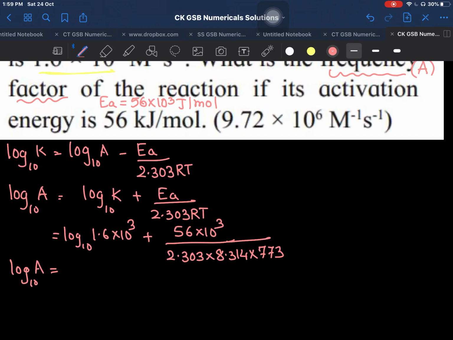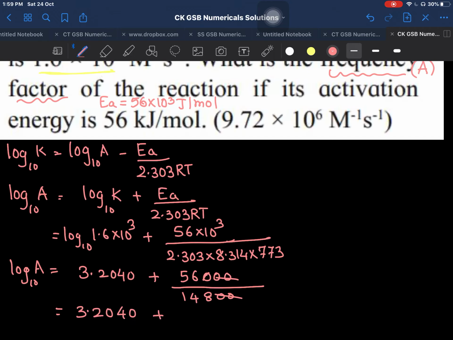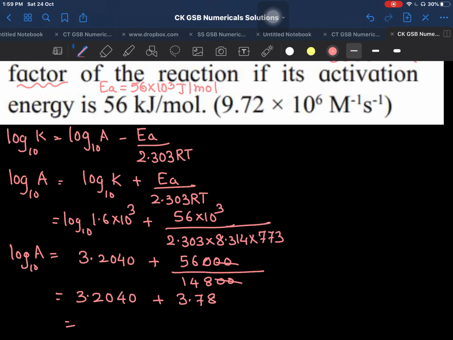Now log to the base 10 A. Log 1.6 is 0.2040 and log 10 to 3 is 3. So 3 plus 0.2040 is 3.2040, plus this. I can just write here multiply by 1000, and this denominator when I multiply, I get 4,148,000. So these two zeros get cancelled. So when you divide this, this comes to 3.78. Okay, and on addition of this, you get 6.98.